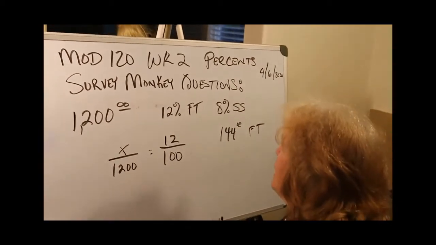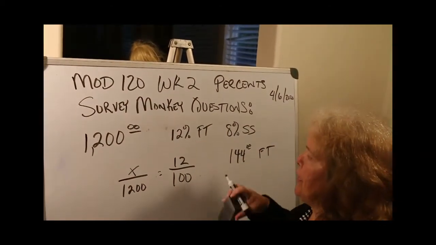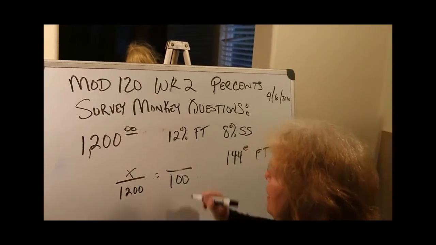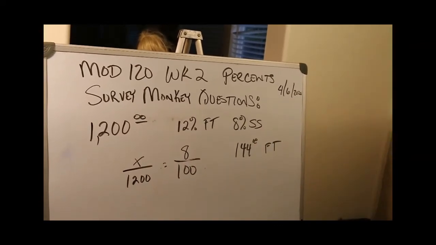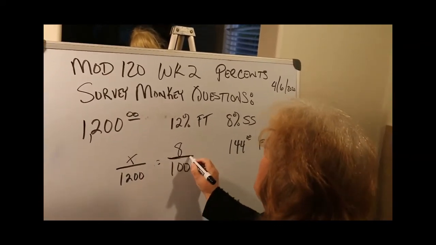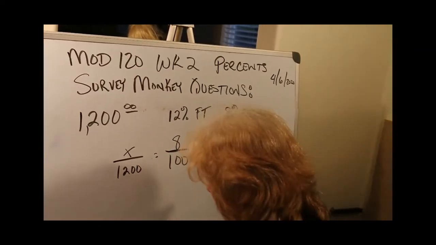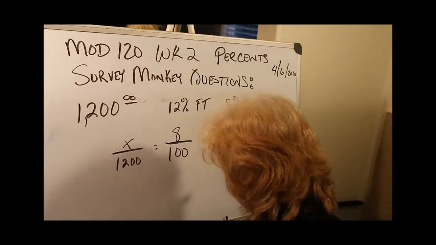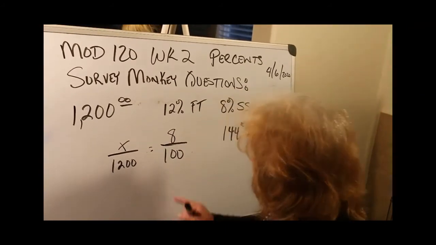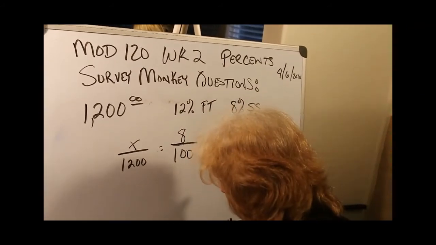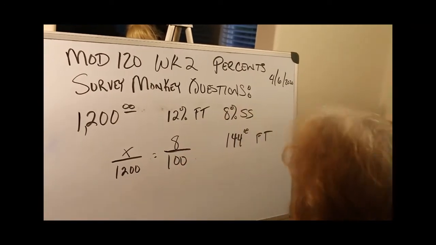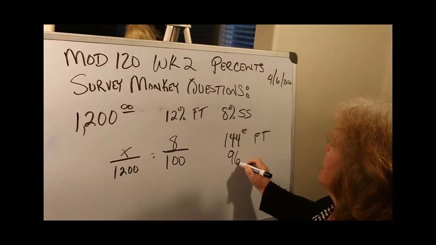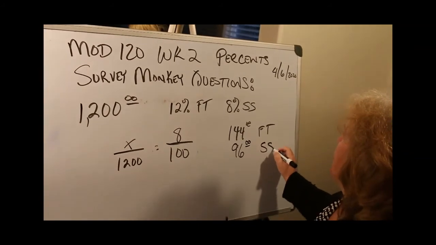Okay? Now we need to figure out the Social Security. So that is 8%. Okay? Same thing. Cross multiply. 1,200 times 8 equals 9,600. Divide by 100. So he's going to pay $96 in Social Security.